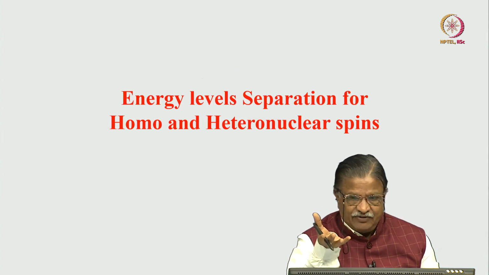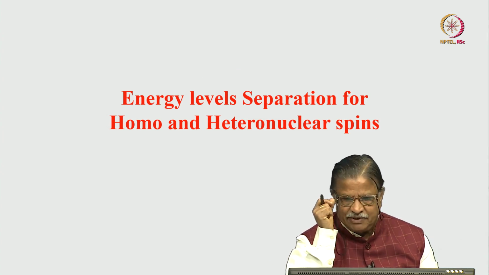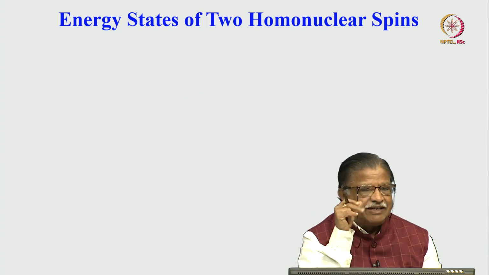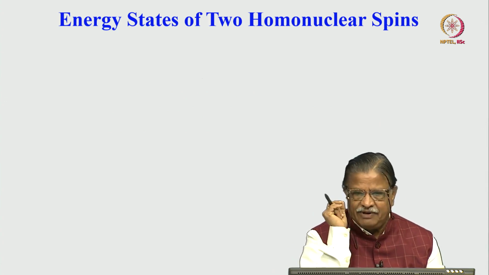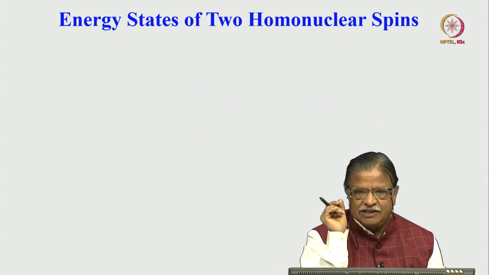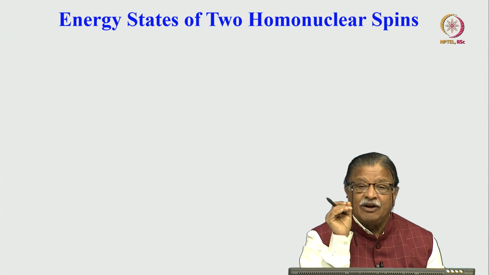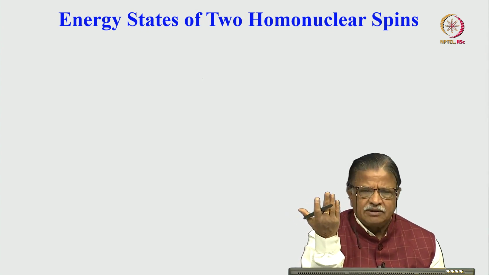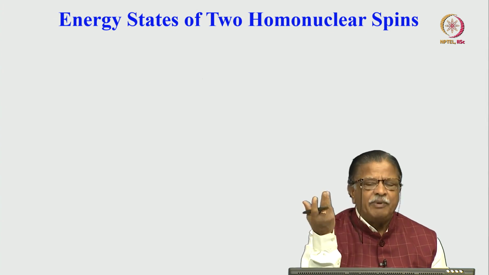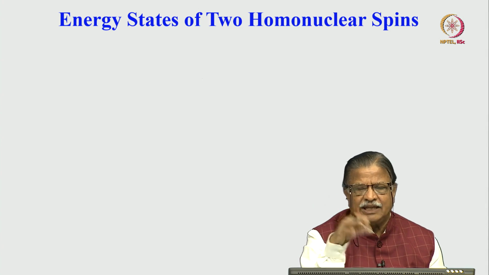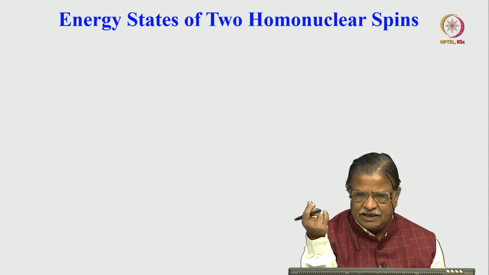We saw four energy states for two coupled spins for homonuclear spins. I did not say whether homo or hetero in the previous slide. Now I will explicitly tell what happens if it is homonuclear spins and what happens if there are heteronuclear spins. Homonuclear spins means both protons, both fluorine, both phosphorus, it does not matter. Hetero means one is proton, the other may be carbon, nitrogen, phosphorus, fluorine, etc.